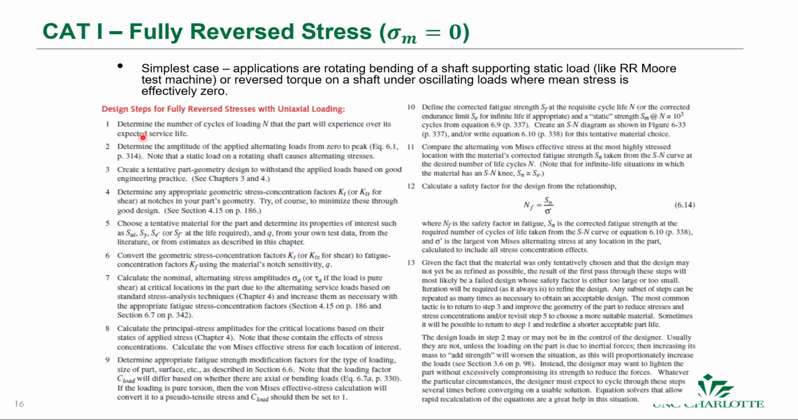And then we just look at the loading. Okay, we look at the amplitude of the applied alternating loads, from zero to the peak. Now in this case, we're saying this is where our mean stress is 0. So we're just considering the alternating loads. And if we have a different category, we have a slightly different process.